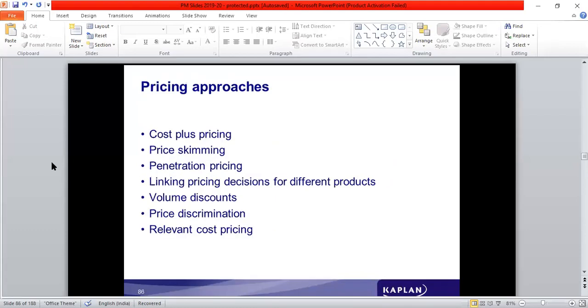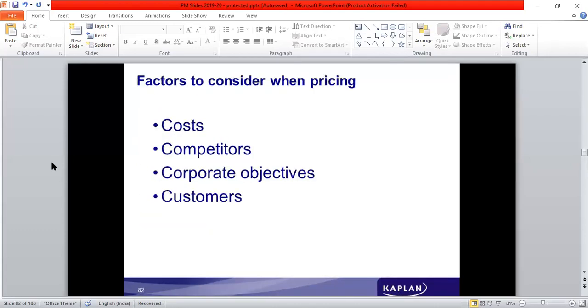We're going to discuss the factors that are to be used when pricing the product. What is the actual cost which is incurred? We know the selling price is equal to the cost price plus the profit. So how much the cost is, is a criterion which has to be taken into consideration.